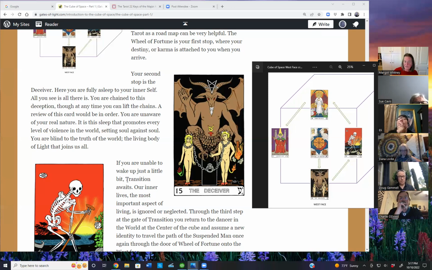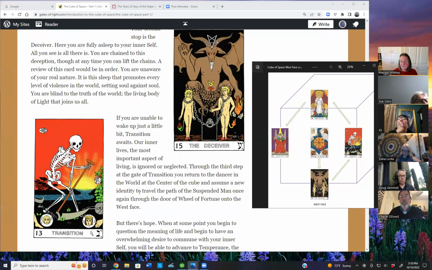A review of this card would be in order. You are unaware of your real nature. It is this sleep that promotes every level of violence in the world, setting soul against soul. I'll just repeat that. You are unaware of your real nature. It is this sleep that promotes every level of violence in the world, setting soul against soul. You are blind to the truth of the world, the living body of light that joins us all. If you are unable to wake up just a little bit, transition awaits.